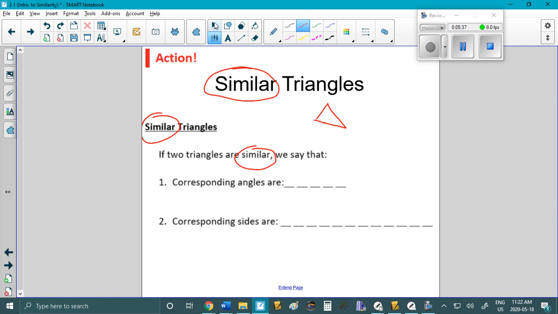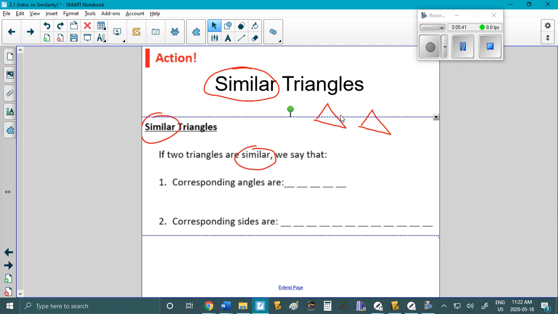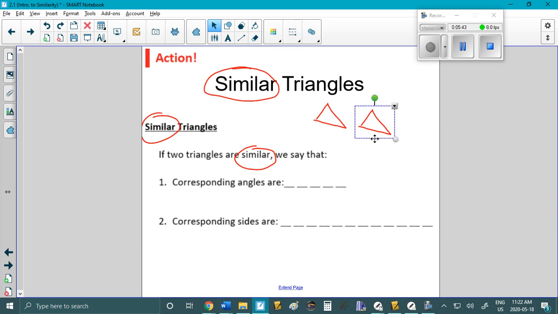So I've drawn a triangle here, and let me copy it. So these two triangles are the same, right? Because this one's a copy of this one. Now check this out. If I grow that triangle, what can you say about the angles? Well, the angles are the same, right?